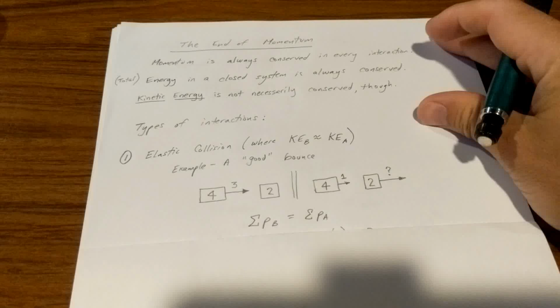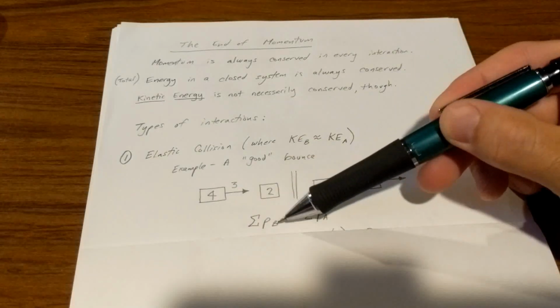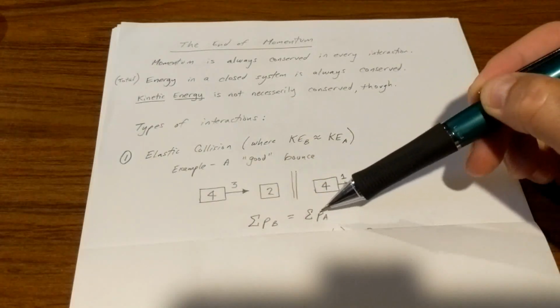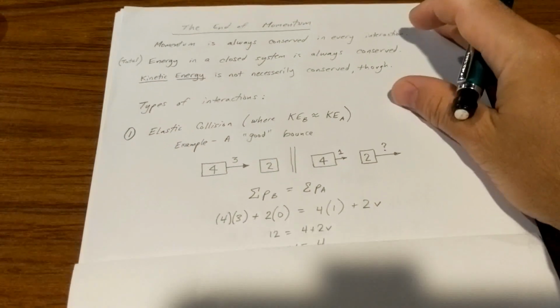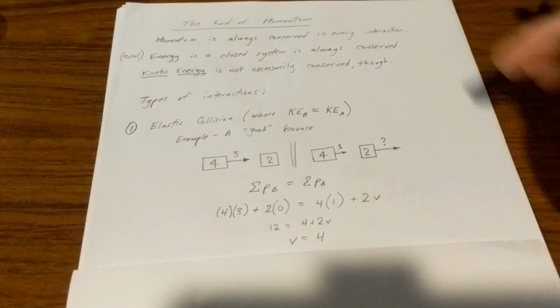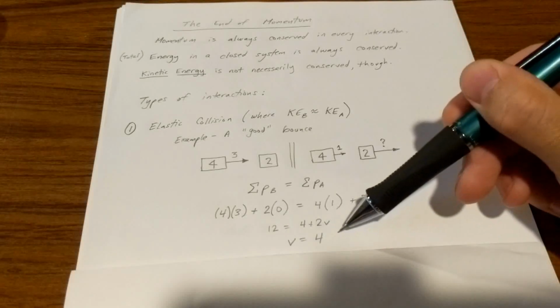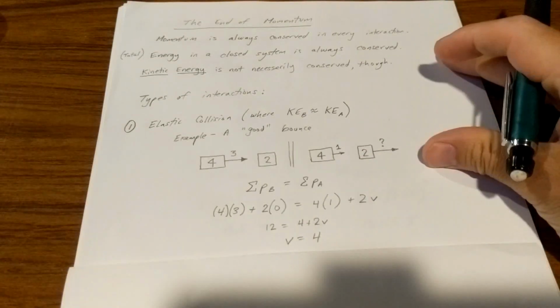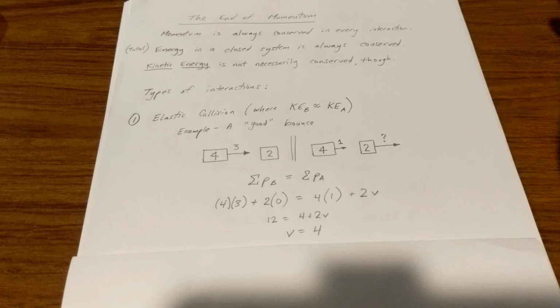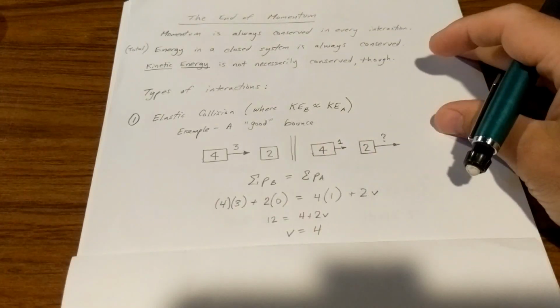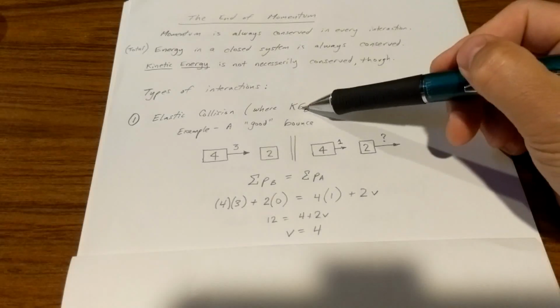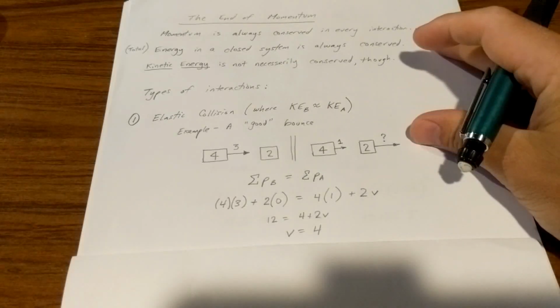So here's that work. The sum of the momentum before equals the sum of the momentum after. And we end up finding that the speed of mass 2 after the interaction is 4. To decide whether or not this was a good bounce or an elastic collision, we have to calculate the kinetic energy before and after the collision. So here's that.